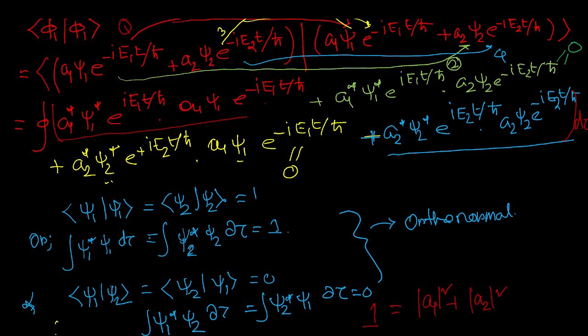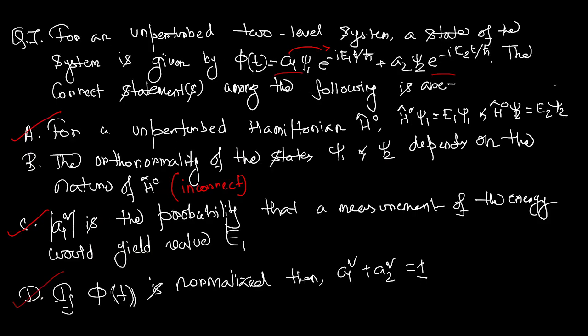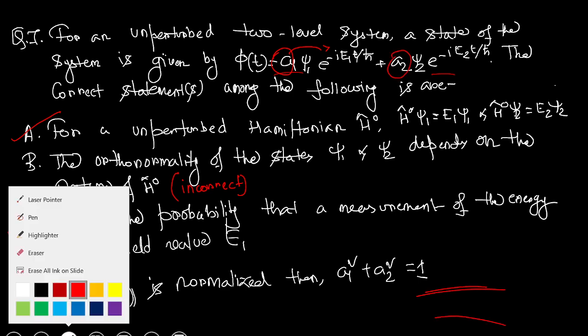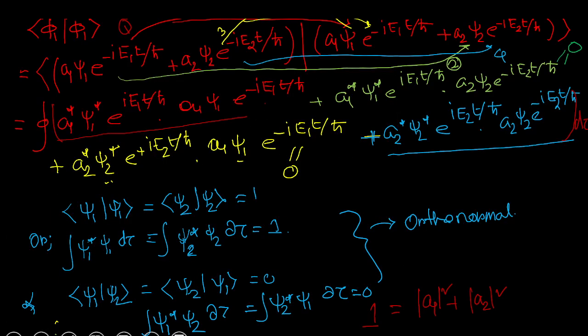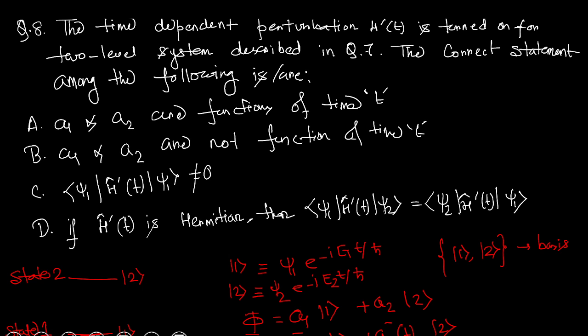In that question, whatever A1 and A2 are written, they are all functions of time. So this option is correct. As this option is correct, this option is wrong.